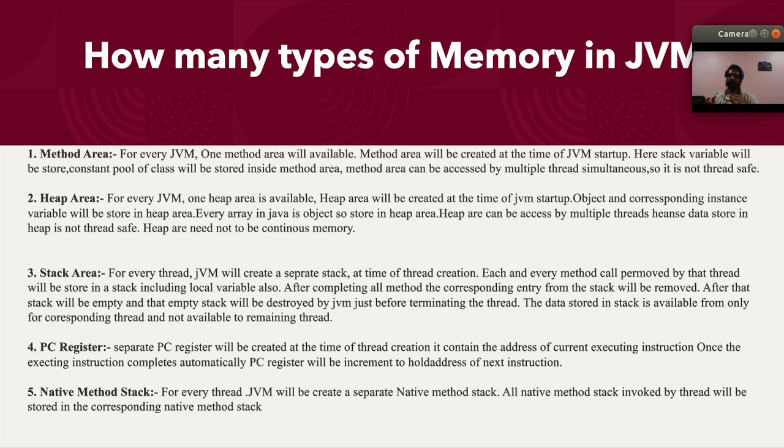Let's say a thread has to call two methods. First it will call method A, and all its execution addresses will be stored in the PC register. Then when this execution is done, the thread has to call the second method. That second method's execution address will also be stored in the PC register. And when the thread is terminated, the PC register will also be removed by the JVM, right?